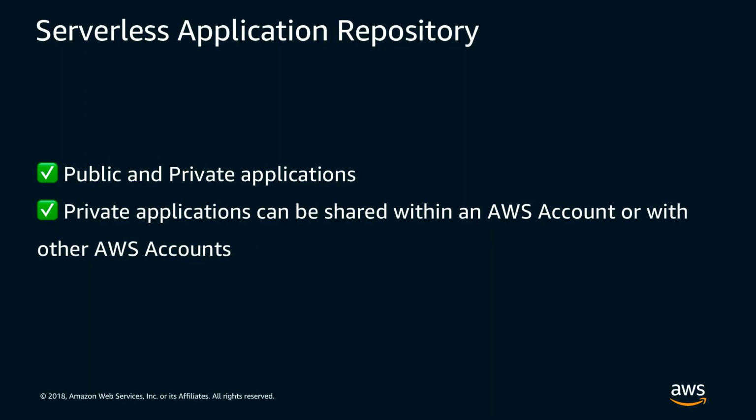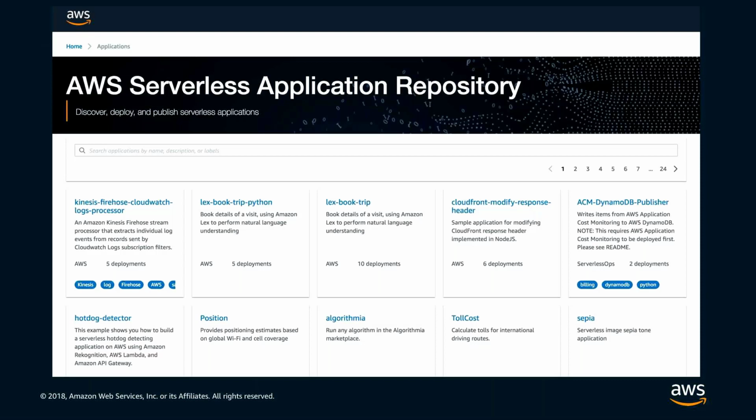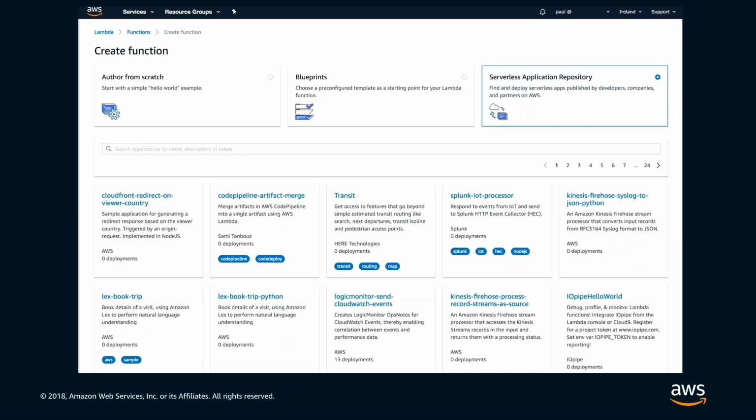So this is the public AWS Serverless Application Repository homepage, and this is where you would find all the public versions of the applications. And if you want to find the private versions, you would go to the Lambda Create Functions page and click on the Serverless Application Repository section. In there, you would find the region-based private applications that your account has access to.